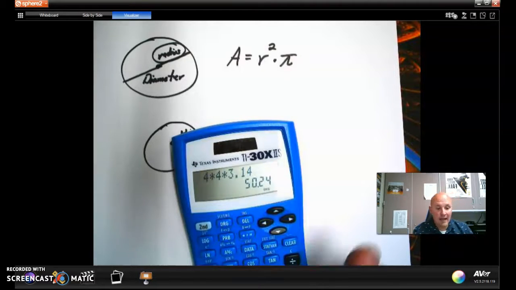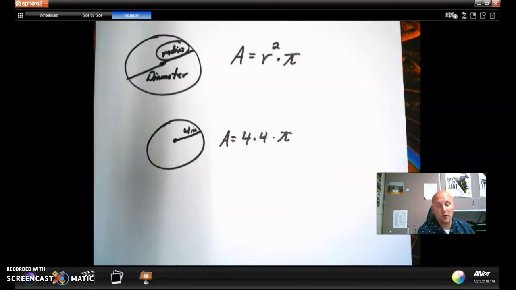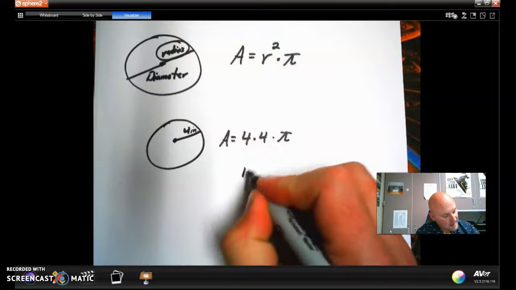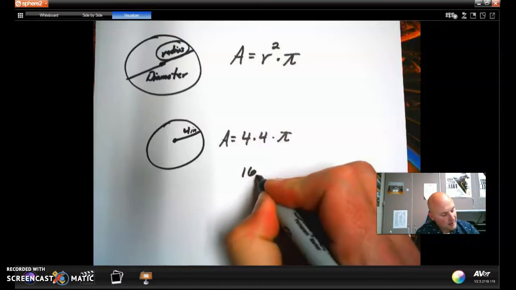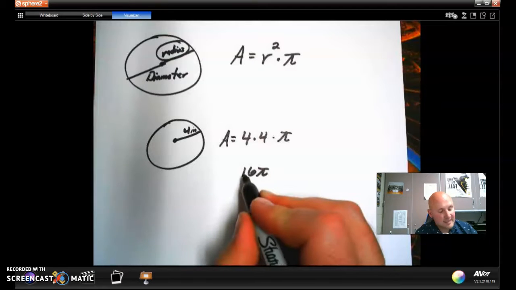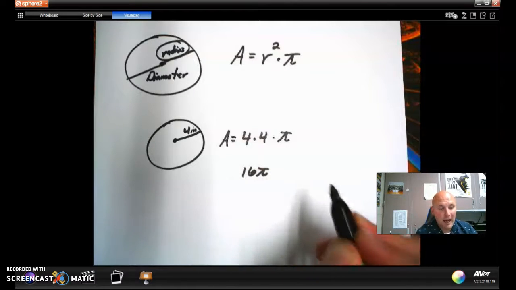However, in higher mathematics, you don't have to use 3.14. Mathematicians are lazy. They want to take shortcuts. And here's one of the shortcuts. If a mathematician saw this problem, they would go 4 times 4, which is 16, and they would leave pi alone. So the answer is technically 16 pi, which means 16 times pi.